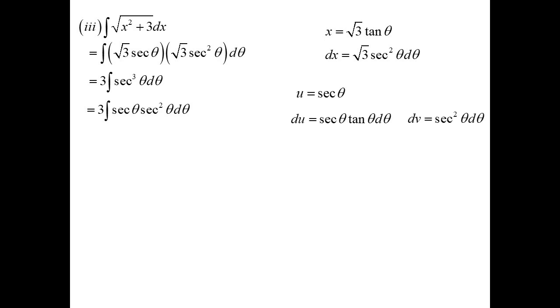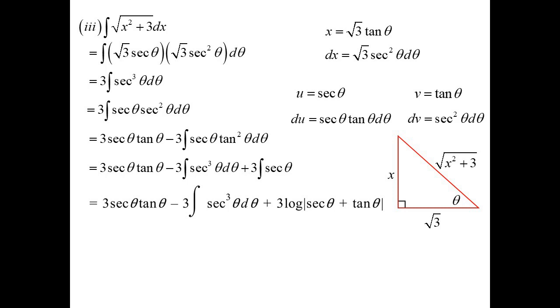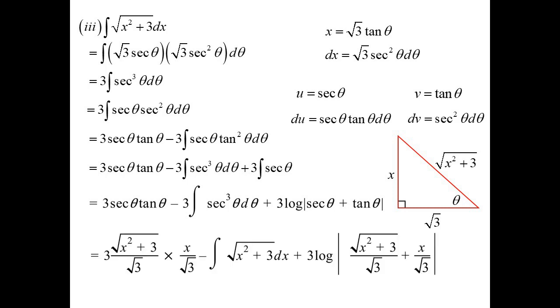Let's split it. Sec theta into sec squared. u will be sec, du is sec tan, dv is sec squared, v is tan. So we get 3 lots of uv minus 3 lots of the integral of sec theta tan squared theta. Okay, split that up into two things. Integral of sec we can do, log of sec plus tan. Draw up a triangle, let's substitute back in. And this is what we get.